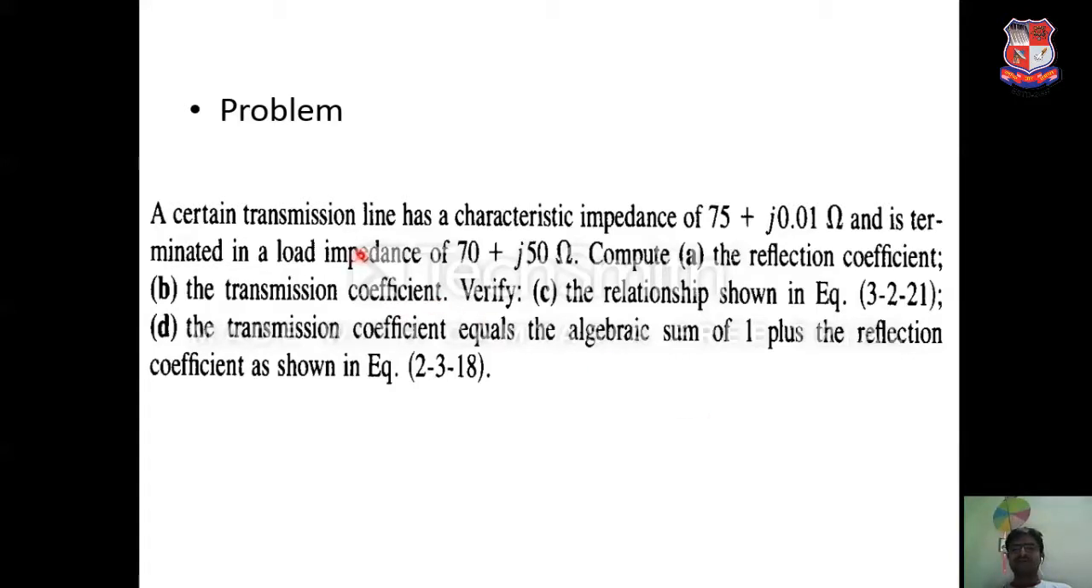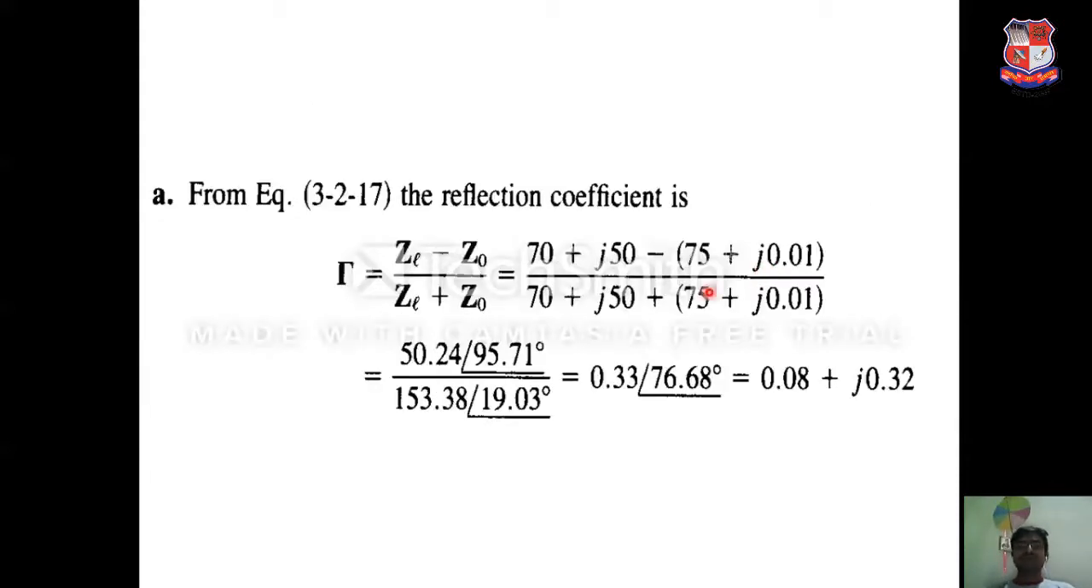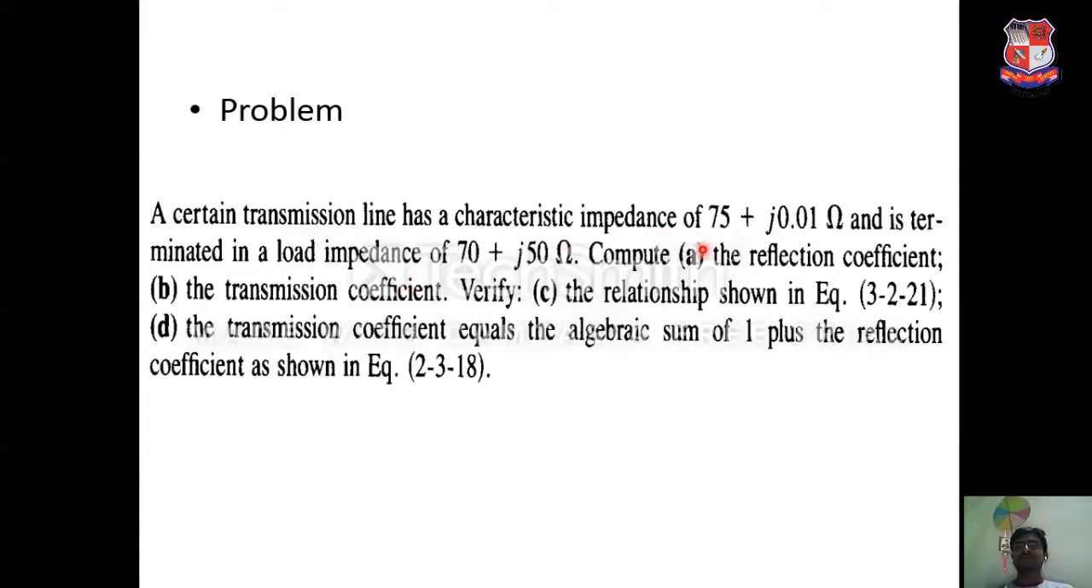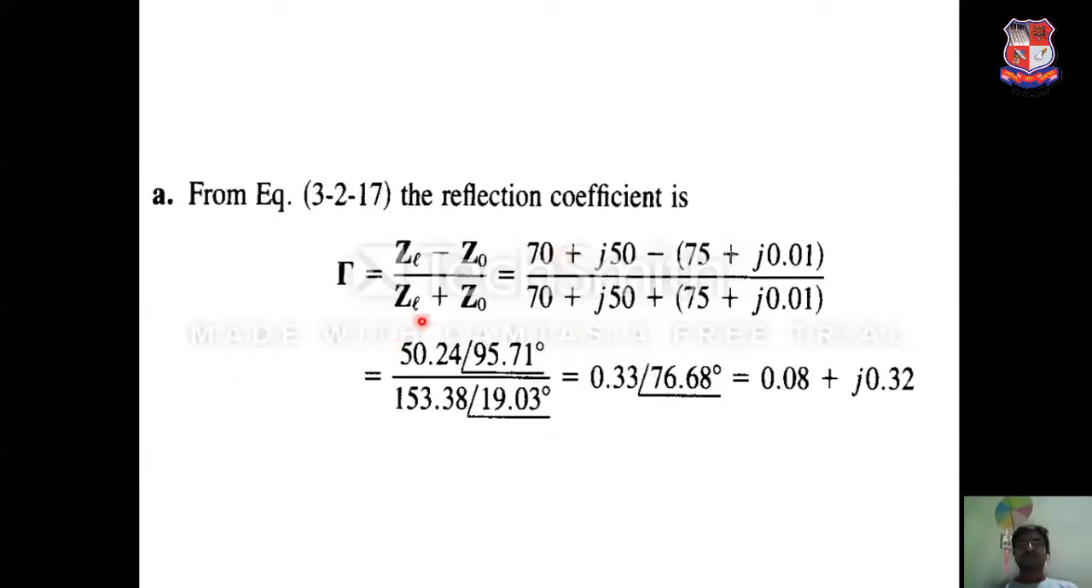Here the problem statement is: a certain transmission line has characteristic impedance 75 plus j0.01 ohm and it is terminated in load impedance 70 plus j50 ohm. We need to calculate the reflection coefficient. We have already seen the formula of reflection coefficient is ZL minus Z0 upon ZL plus Z0. Both these are given: Z0 is the characteristic impedance, and ZL is 70 plus j50, our load impedance. So we can simplify and get the answer 0.08 plus j0.32.